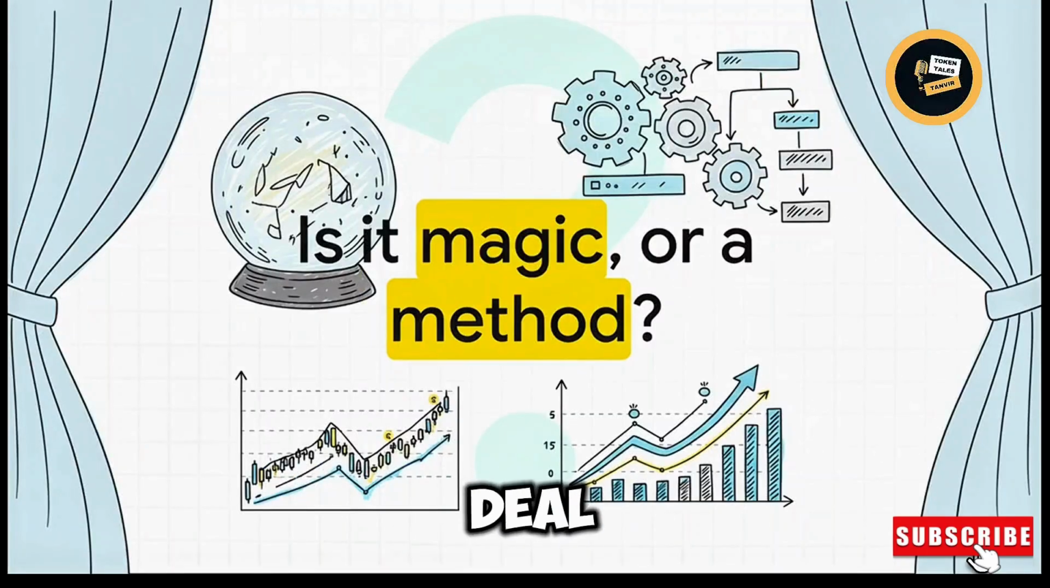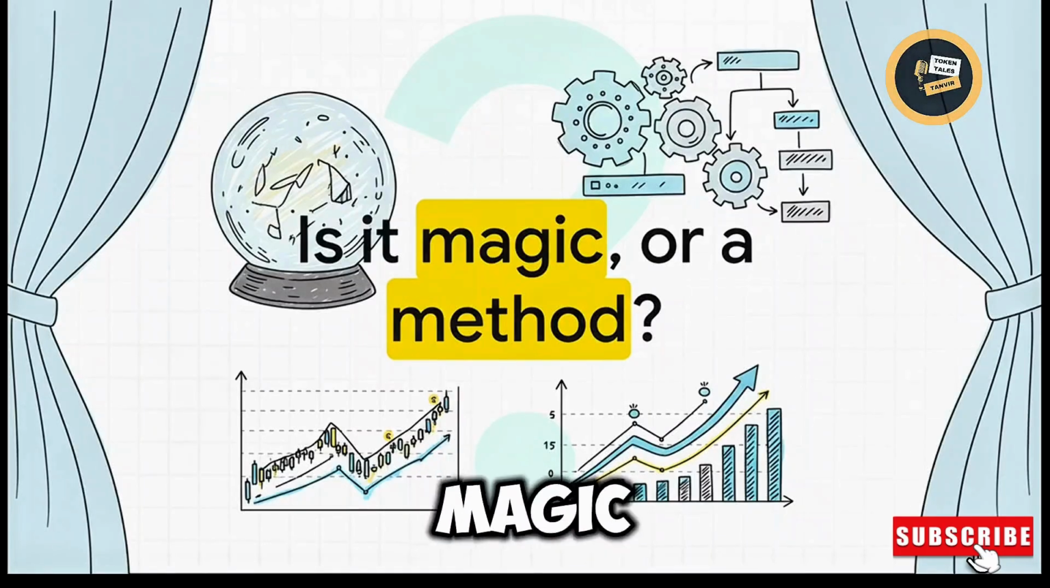So, what's the deal? Are we looking at some kind of crystal ball for the financial markets? Or is there an actual logical method behind all this so-called magic? Let's break this thing down piece by piece.